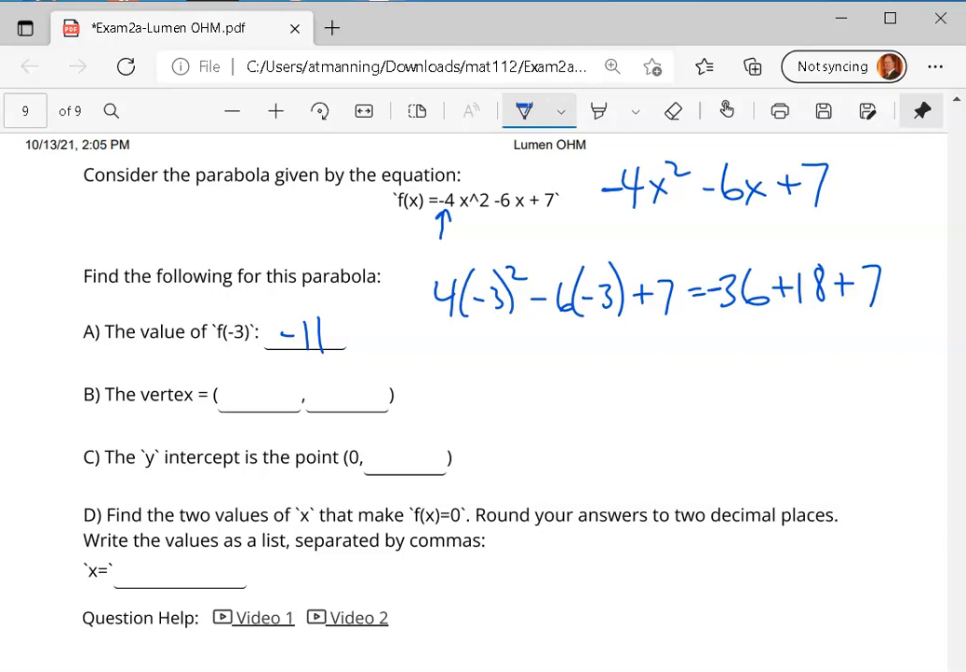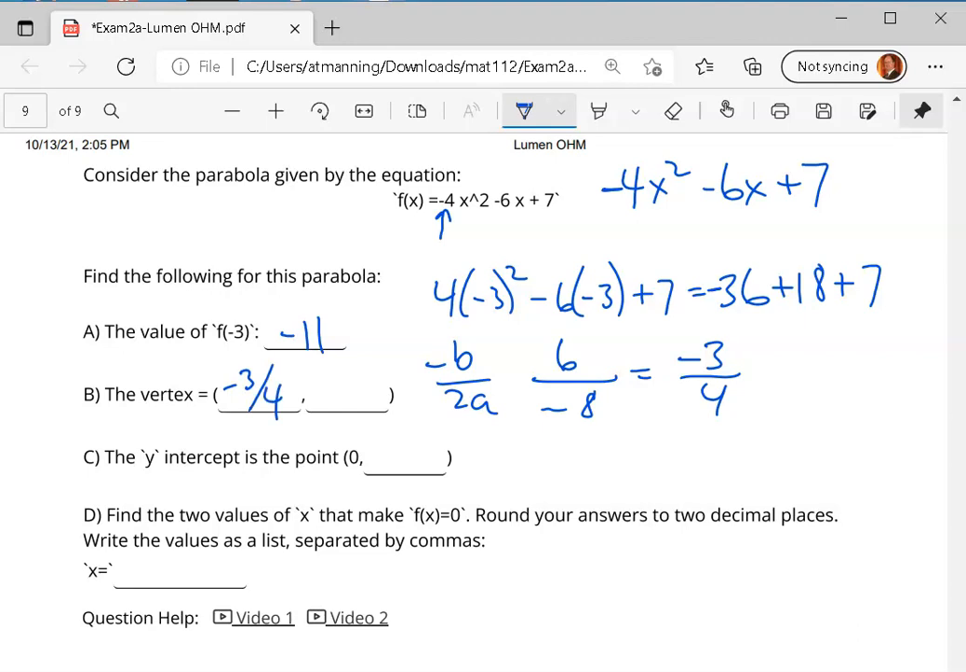The vertex, remember, is negative b over 2a. Negative b is 6. A is negative 4, right? Negative b is negative negative 6. 2a is negative 8. Or negative 3/4. If you want to do 0.75, that'll be fine, but that's the value of x, negative 3/4.